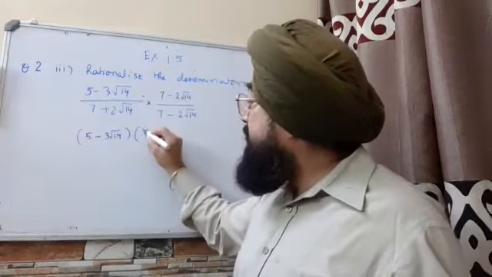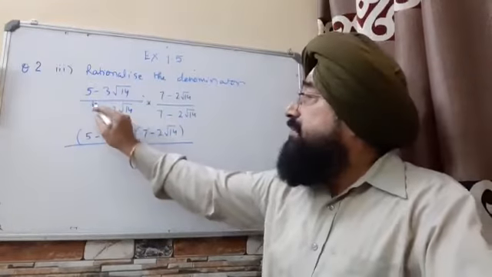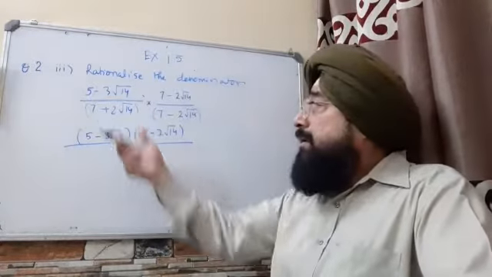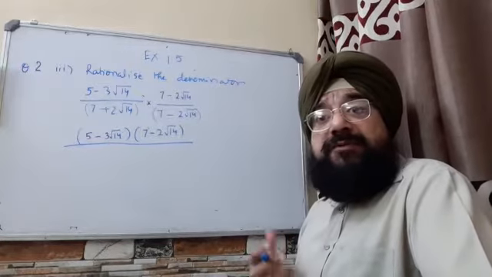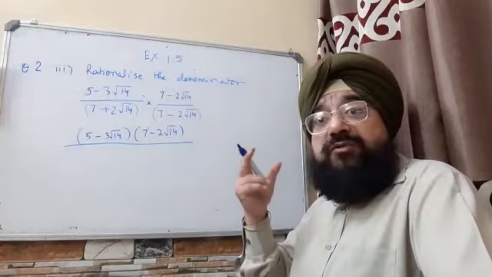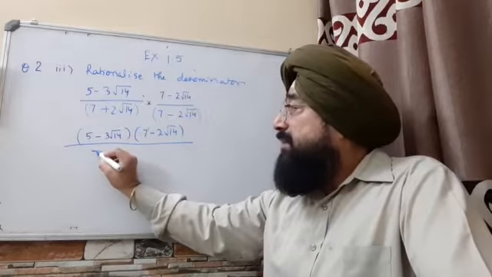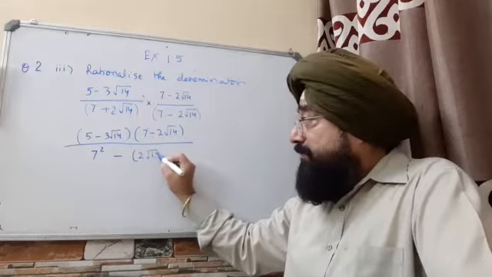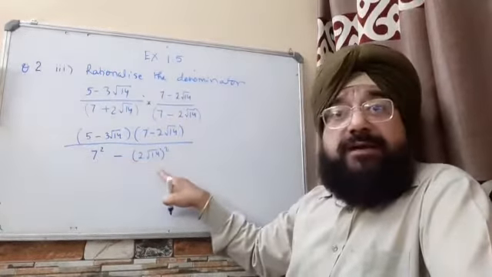This numerator will be multiplied with this numerator, while the denominator will have its own party. That means the denominator will be multiplied with the denominator. And having said that, it will take help of the formula of expansion: a plus b into a minus b is a square minus b square. So that formula has to be made use of here. And you can see that 7 plus 2 root 14 into 7 minus 2 root 14 is actually 7 square minus 2 root 14 square, isn't it?